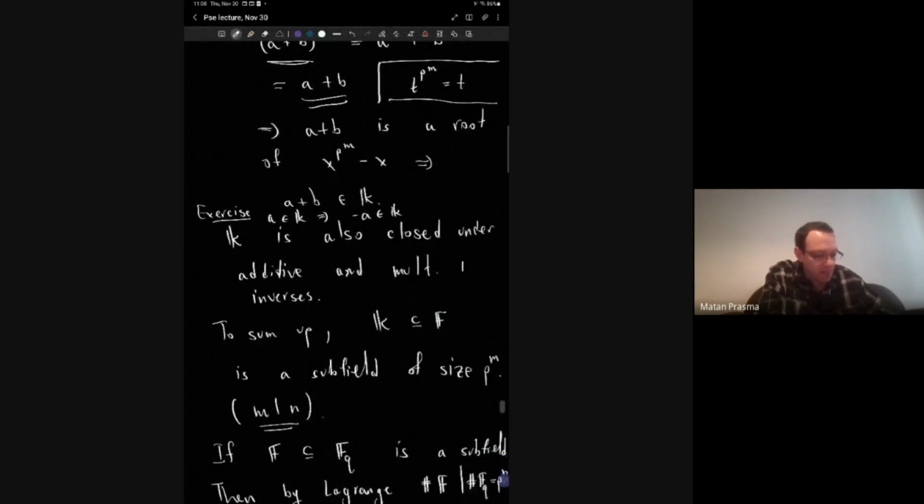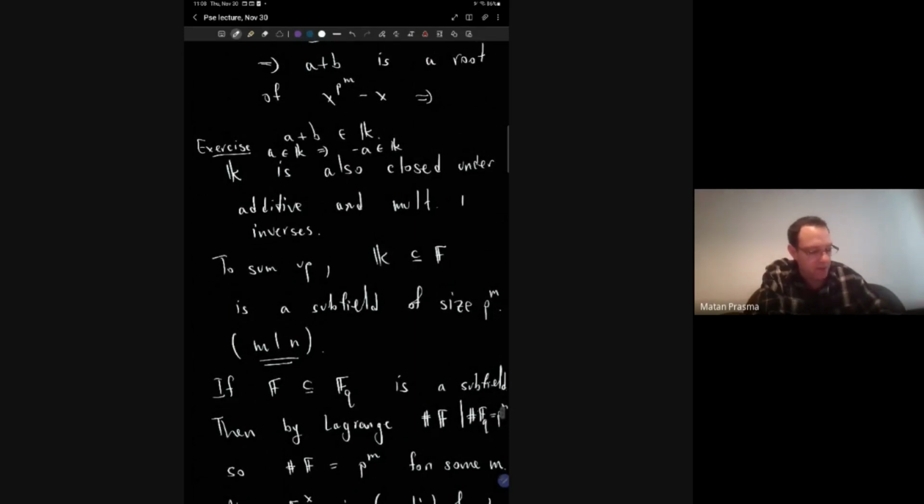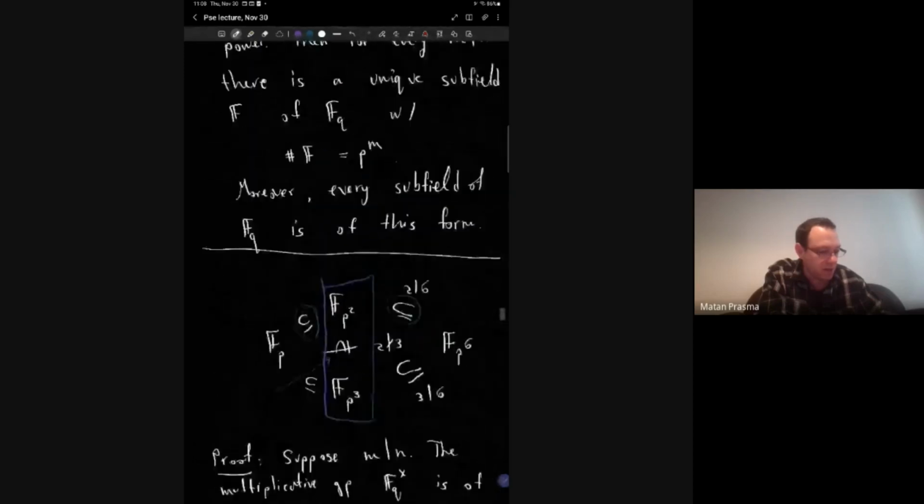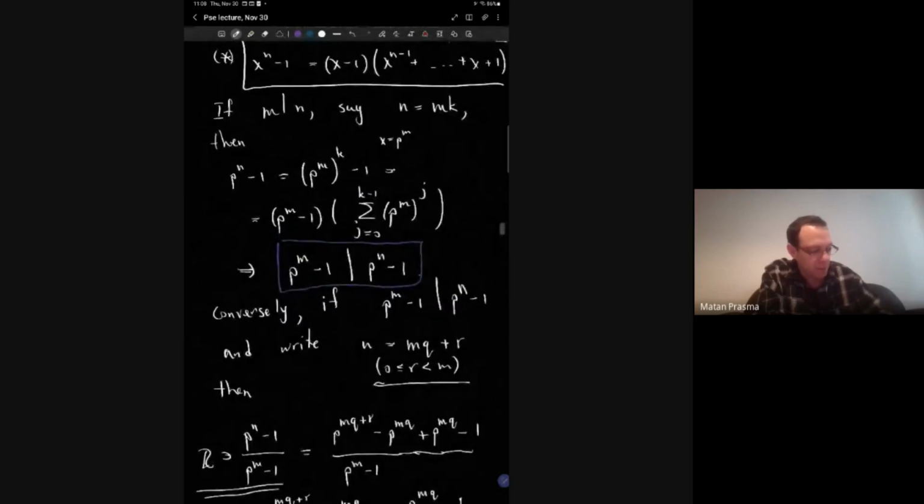Basically, what you see is that the only way to get a subfield of F_q is to have something of size p^m where m divides n. This is because the lemma tells you that p^m minus 1 divides p^n minus 1 if and only if m divides n. So by a Lagrange-type argument, that's the only way you get a subfield.